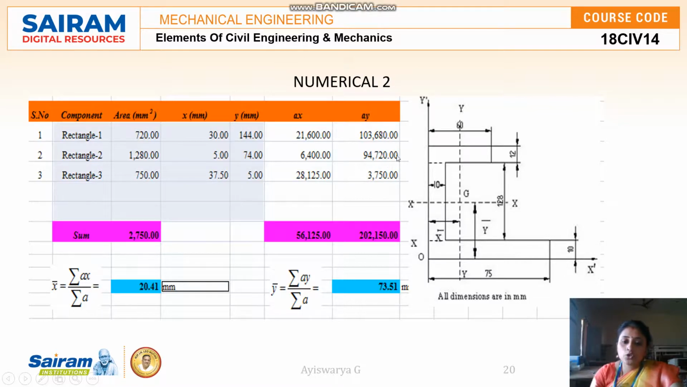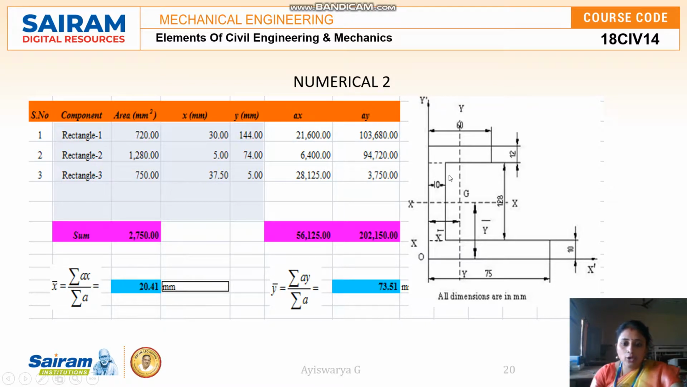So likewise, draw the same tabular column of serial number, component names, areas, x, y, ax, and ay. Okay. So here you take the rectangle number 1. For the rectangle number 1, the breadth is 60 mm and the depth is 12 mm. So 60 by 12, 720. Okay. And x. See guys, what is the half of the first component? 60 divided by 2, that is 30. And for y, you have to consider with respect to the reference axis. So this is the reference axis. Okay. So 12 divided by 2 plus 128 plus 10 together makes 144 mm as y1. Okay. Now you can multiply a into x as ax, a into y as ay.